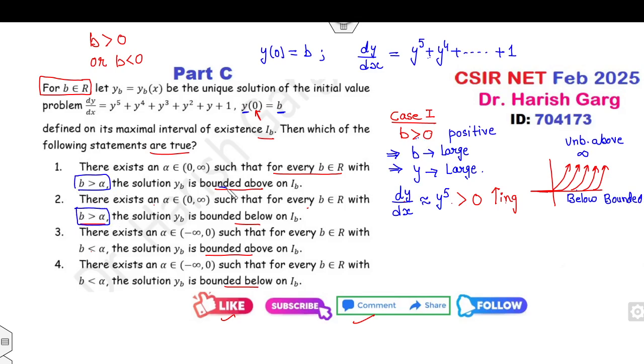This is the case when B is greater than 0, that is first option and second option. Now you can see it is bounded above, but we get unbounded above. Bounded below, that's a correct option. Is it okay? Now we will discuss the second case.